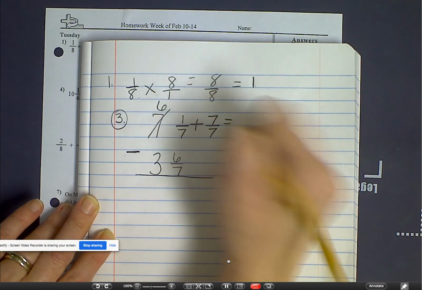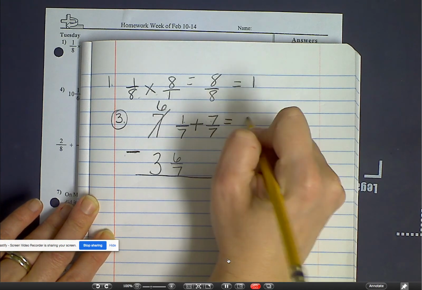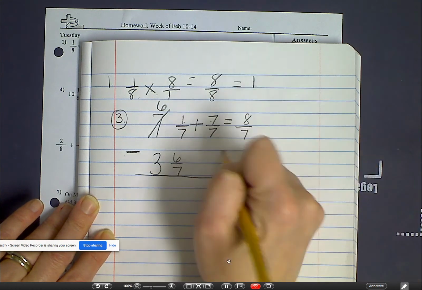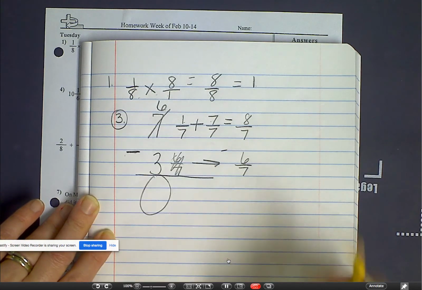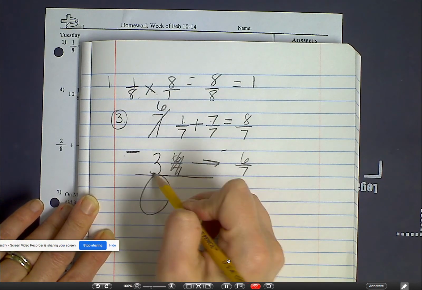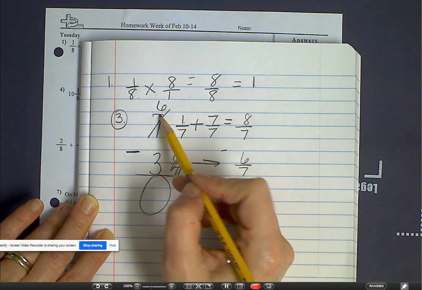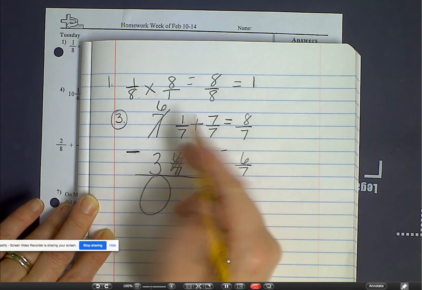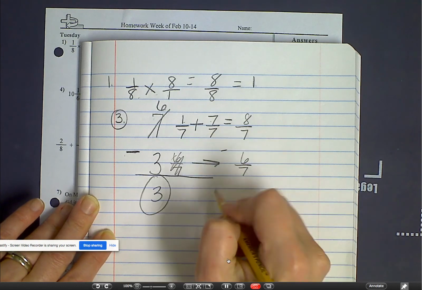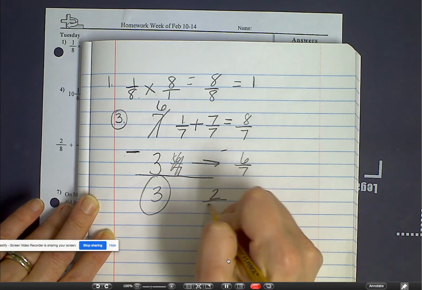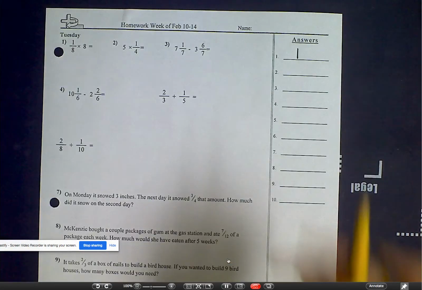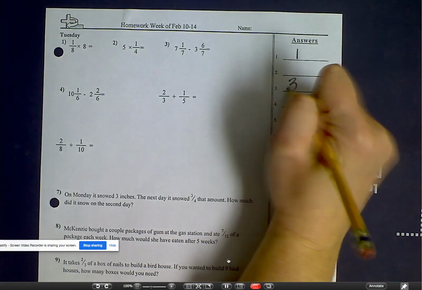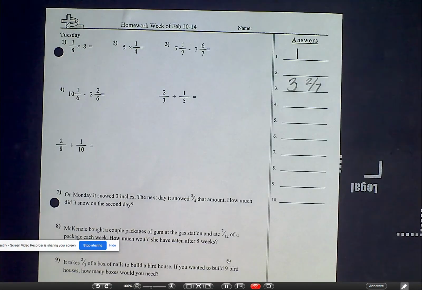So now I need to add this. 1 plus 7 is 8. So I have 8 over 7 minus 6/7. All I did was pull this over here, okay? I put a big 0 there, it's not a 0, it's a big circle, just to remind myself to go back at this. 6 minus 3 is 3. 8 minus 6 is 2. 6, 7, 8, 2 sevenths. So final answer is 3 and 2/7. So for number 3, the answer is 3 and 2/7. Final answer.